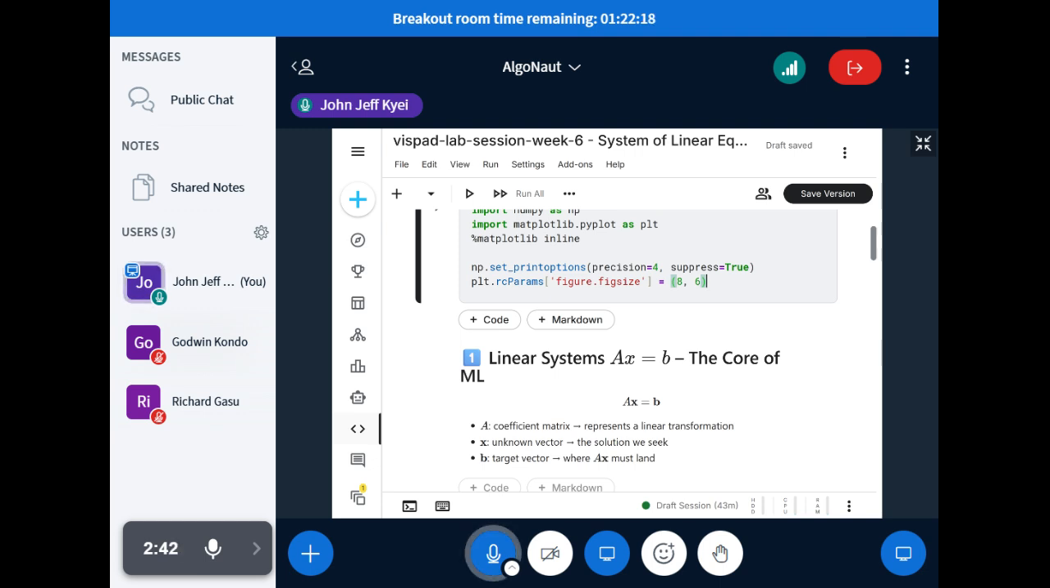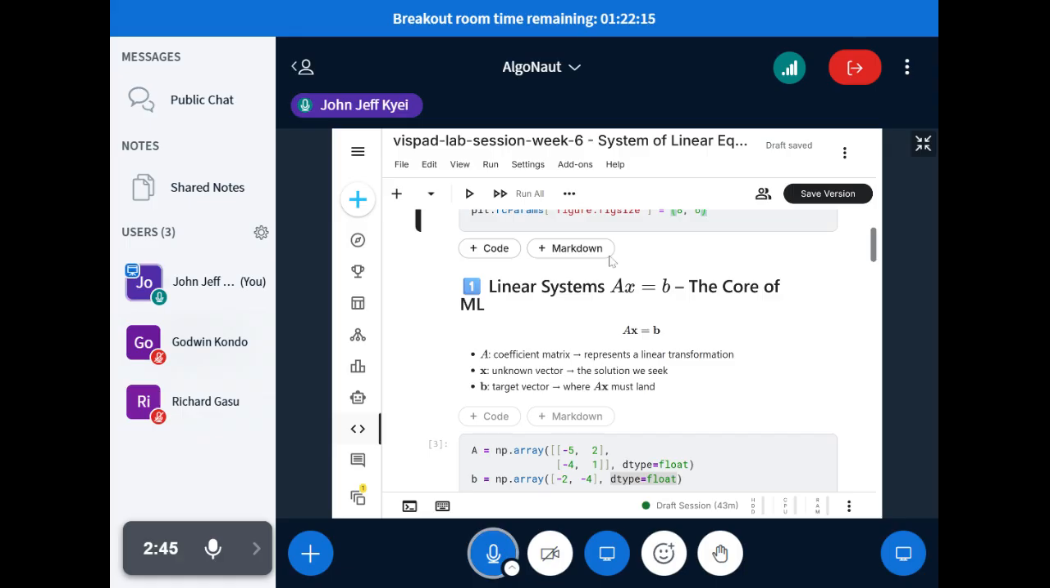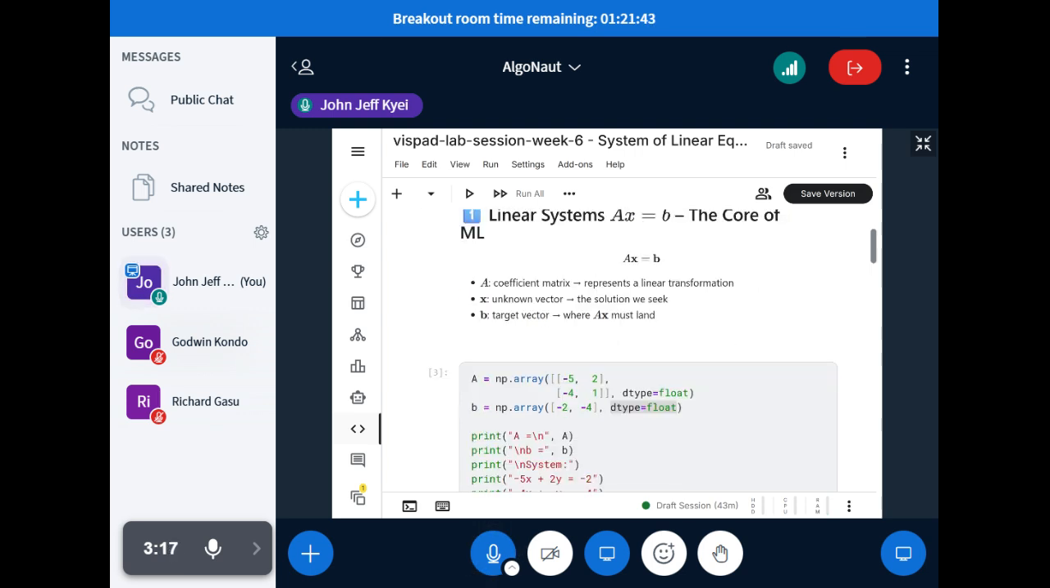Since we've already done the theory, I'm not going to spend much time on that. But this is the main equation that we'll be dealing with: Ax equals b. A is the matrix that contains the coefficients from our system, x is the unknown vector that we'll be solving for, and b is the resulting vector, our target vector, where A times x must land.